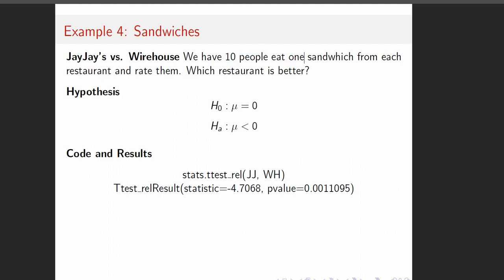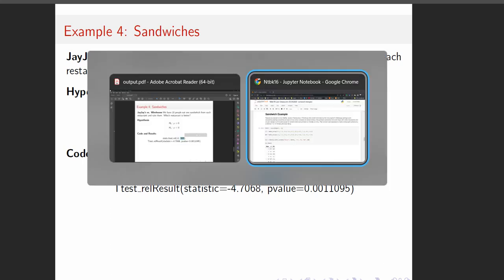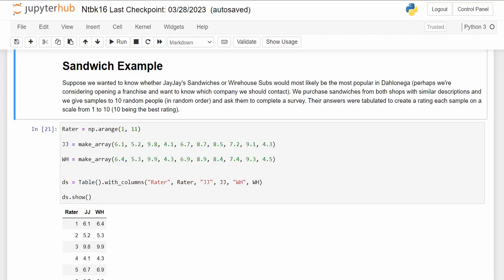So the null hypothesis is that there's no difference. They're both restaurant chains, and they both have sandwiches. Maybe one of them's not better; maybe they're just about the same. And then the alternative is that one of them's better. Let's see what we're looking at. We're looking at JJ minus WH. And if we're looking at this to be negative, why are we assuming that the Wirehouse sandwiches are better?